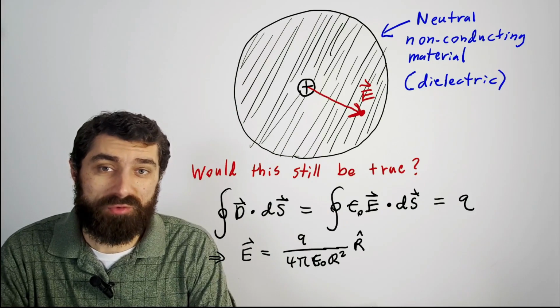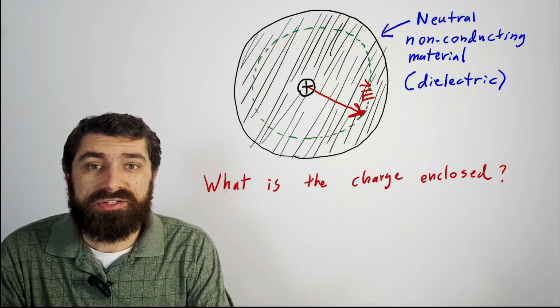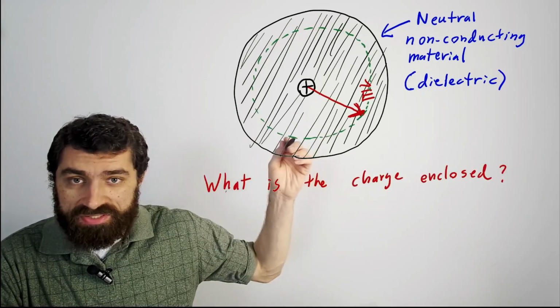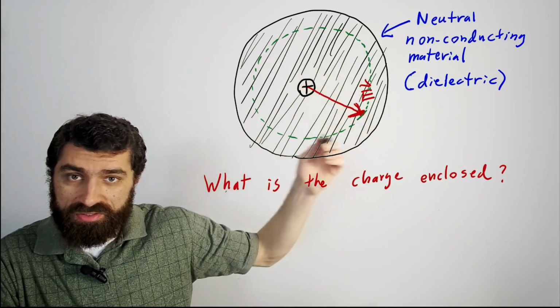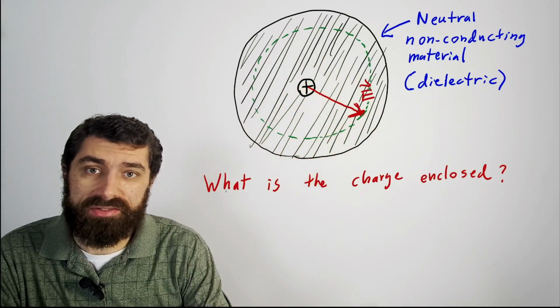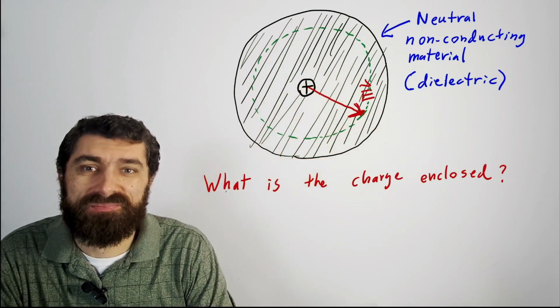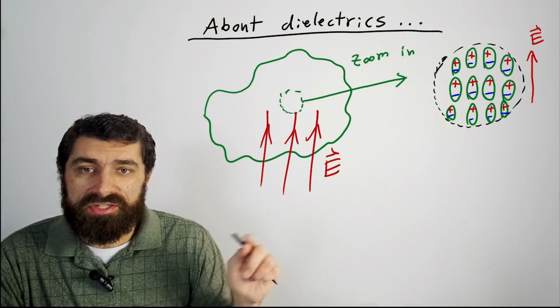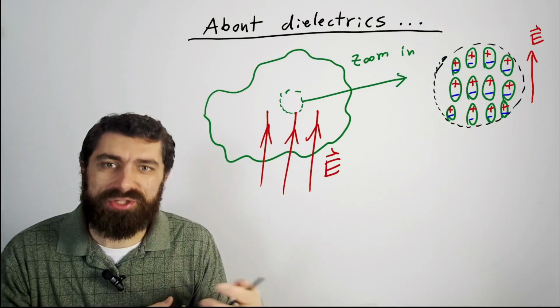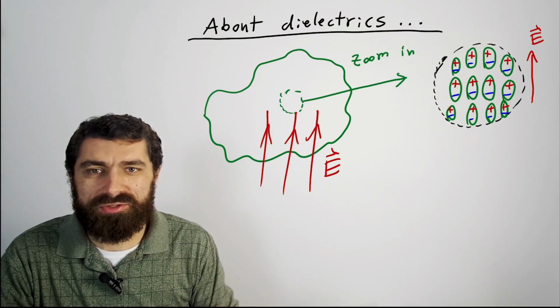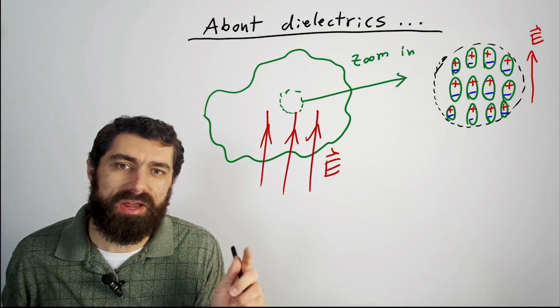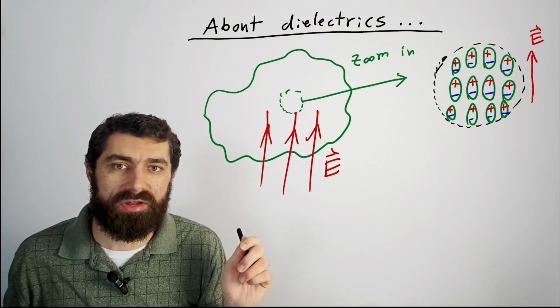To answer this question, we need to think about what the charge enclosed is if we create a Gaussian surface. And before we answer that, I want to first take some time to talk about the nature of dielectrics.